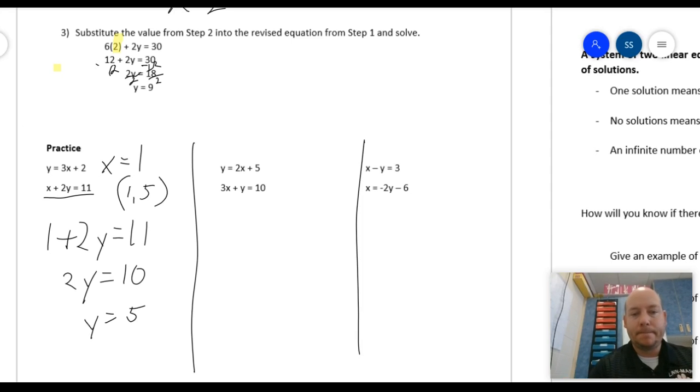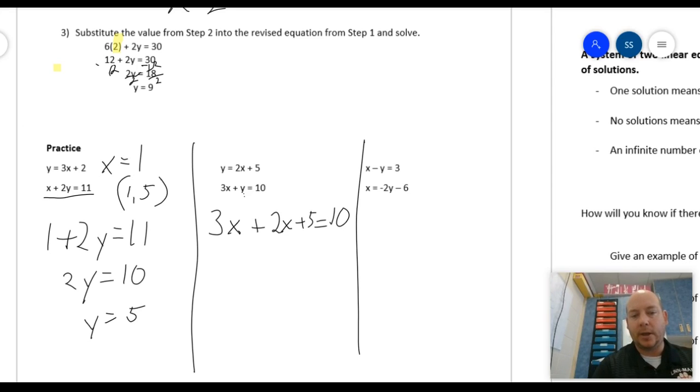Okay. We got y equals 2x plus 5. 3x plus y equals 10. So again, I know what the y value is already. So I'm going to take out the y value, take out y, and put in 2x plus 5. Since they're equal, I can substitute. Okay. And this one is just 1y, so I don't need to multiply anything out.